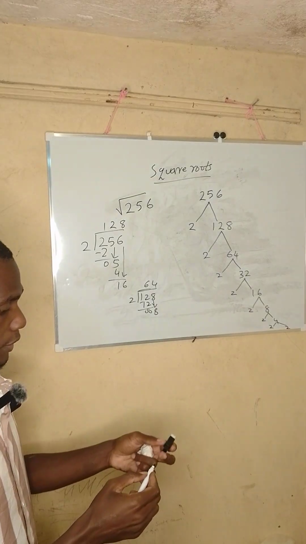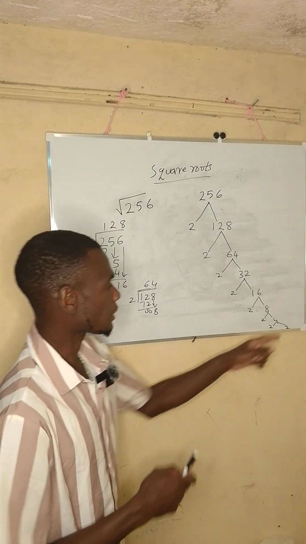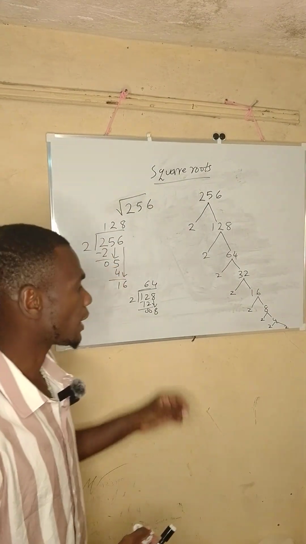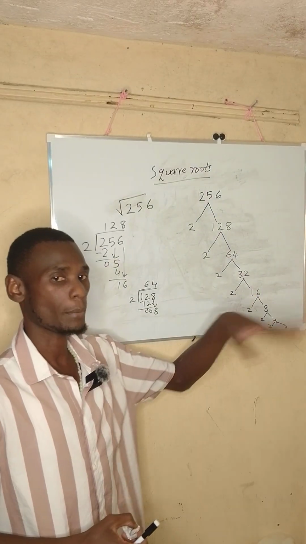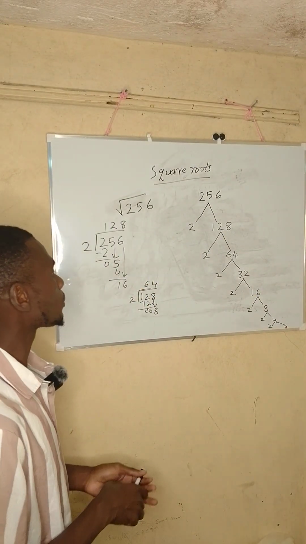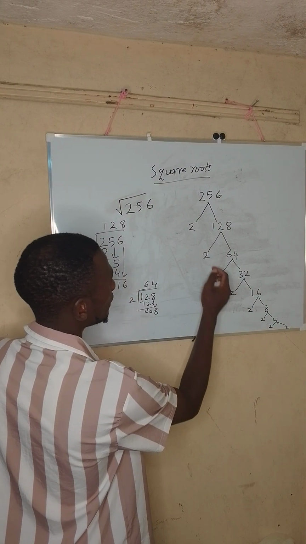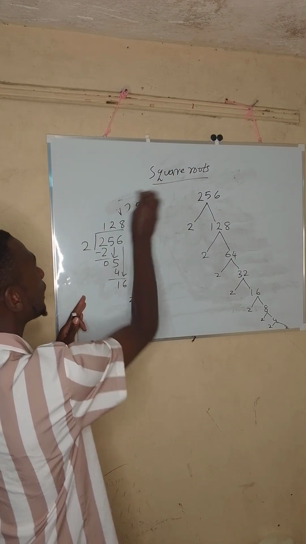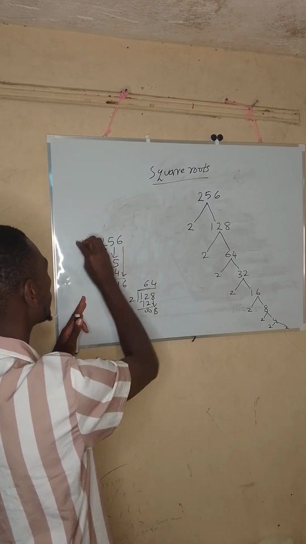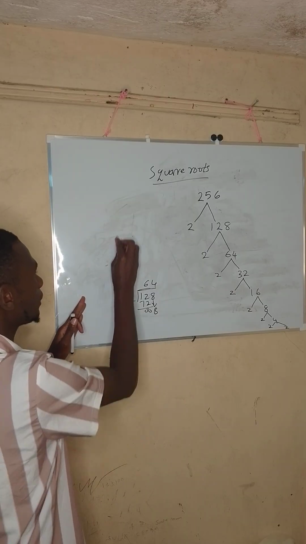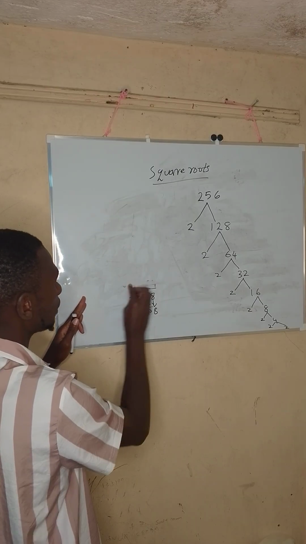So reaching there, the last number here is 2, which is a prime number. So there is no number that can divide that 2 apart from 2 and 1. So we will have how many 2's here? 1, 2, 3, 4, 5, 6, 7, 8. So we will have 8 2's. What we did in the first, we do it here.